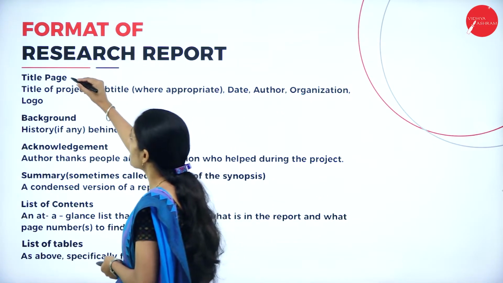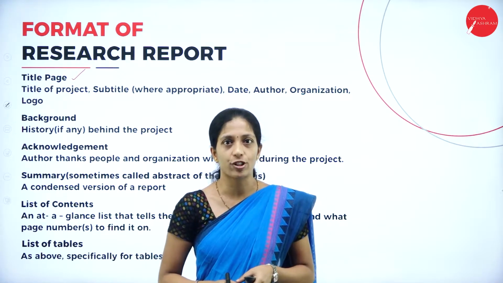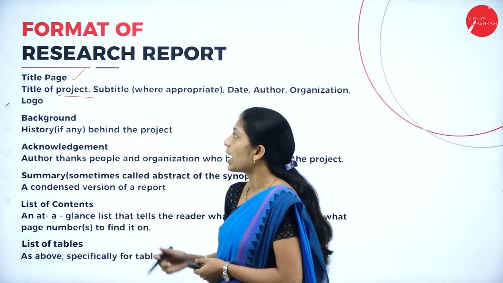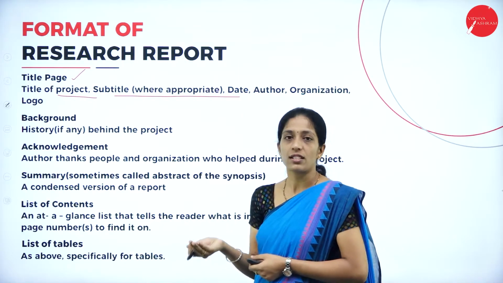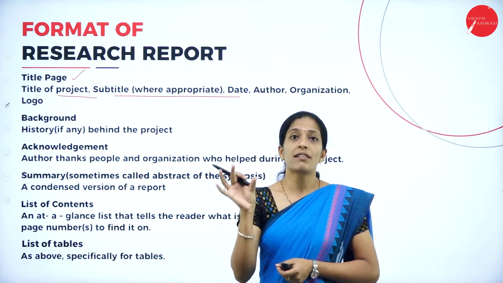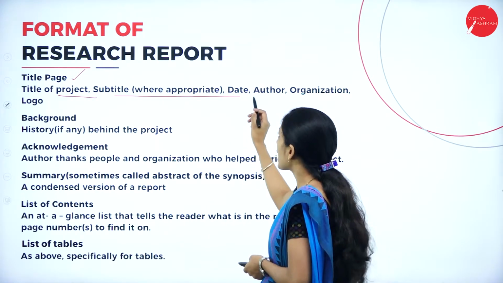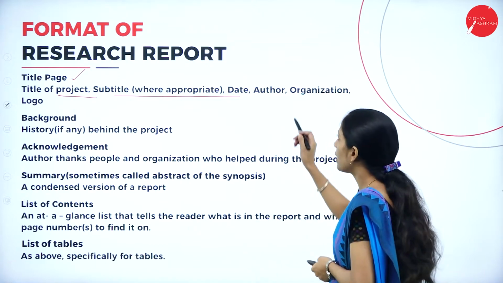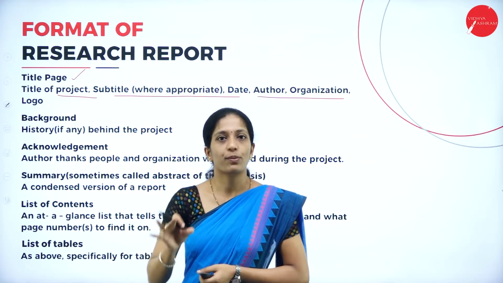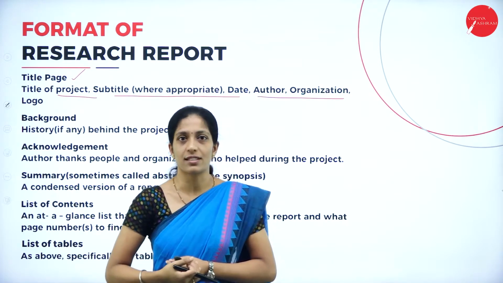Now coming to the first one, title page, that is the main page of the research report, the first front page of the research report, which is called as what? Title page. It includes the title of the project and subtitle. If the researcher wants to give a subtitle to his project, then he can give it, but the main title has to be written first. If necessary, he can give the subtitle, the date when he presents the research report, then author, organization's name, organization's logo. Everything has to be written in the title page. So the title page is the first page or the front page of the research report.